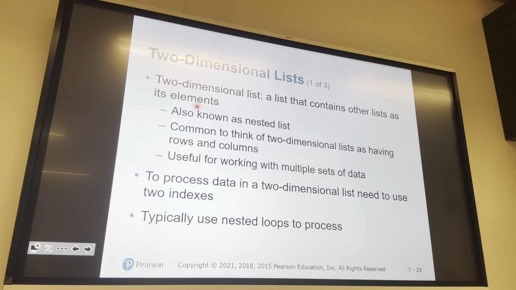Now, in software engineering in general, it is common to think of 2-dimensional lists as having rows and columns. A table, basically. This is how we think of it. Of course, the computer doesn't care, but we think of it as human beings as a table. And I'll show you just a visual illustration in a second. Now, why do we need 2-dimensional lists? Very useful for working with multiple sets of data. Like what, for example? Very good.